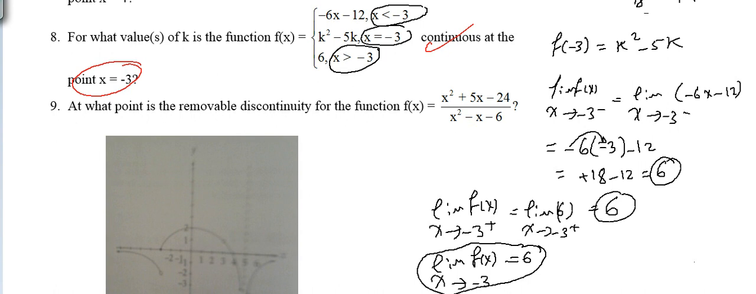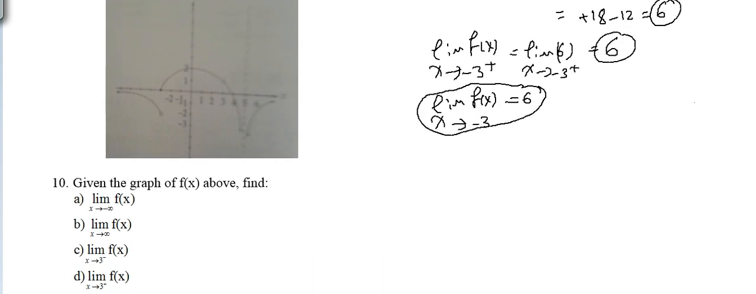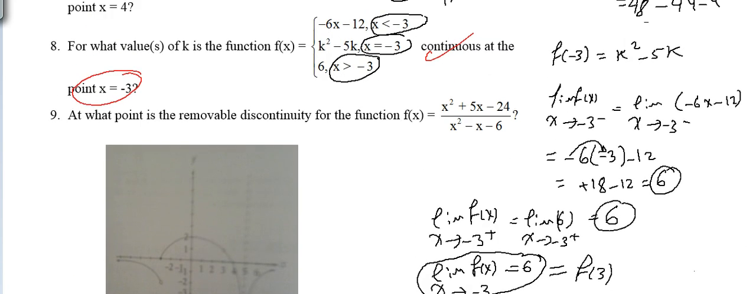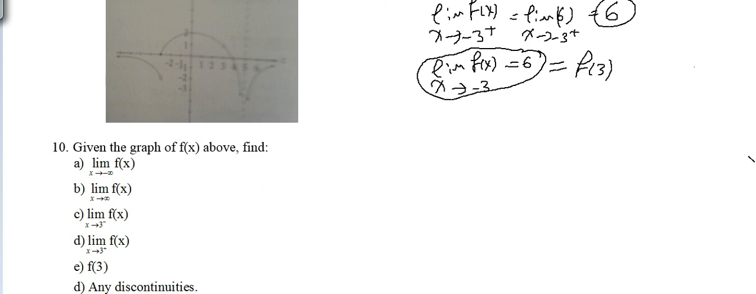What else? Condition 3. What is condition 3? The limit of f of x where x approaches negative 3, which is equal to 6, should be equal also to f of -3. And we found f of -3. It should be equal because it is given continuous, right? Again, it's k squared minus 5k. By other words, k squared minus 5k minus 6 is equal to 0.